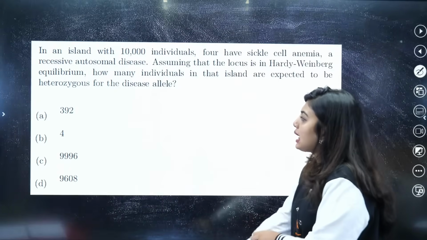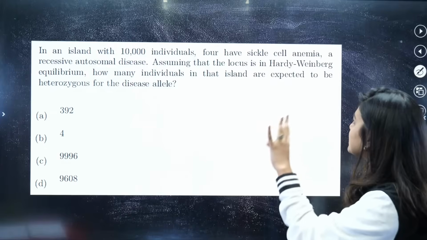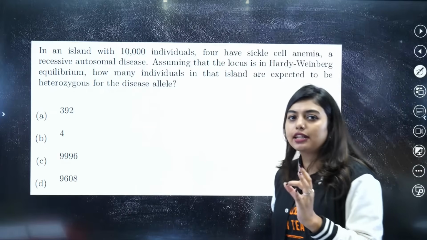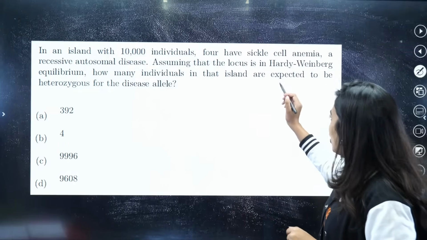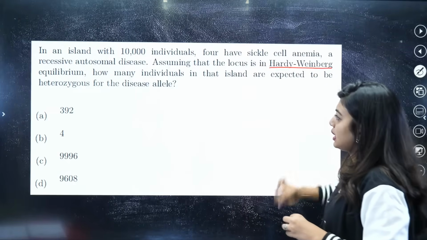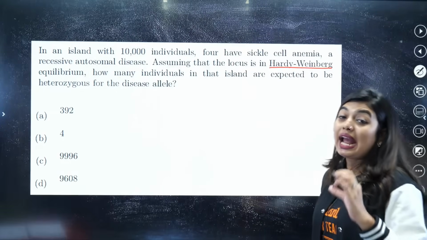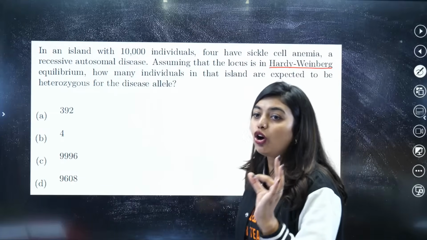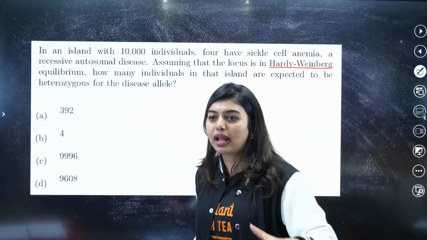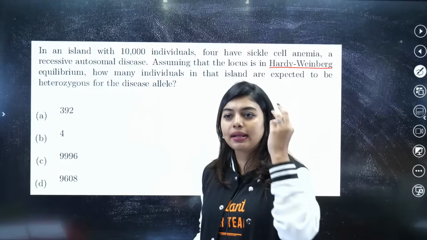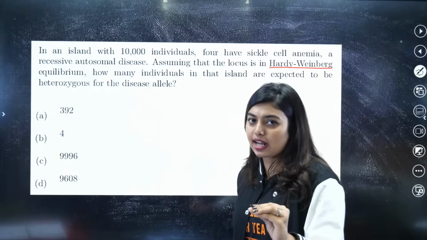Now, in an island with 10,000 individuals, 4 have sickle cell anemia. Sickle cell anemia is a recessive autosomal disease. Assuming that the locus is in Hardy-Weinberg equilibrium, how many individuals in that island are expected to be heterozygous? I know all of you are like, oh, everything is answer A. I will just blindly answer without understanding the concept. It is going to be difficult. Okay, so try to understand the concept.